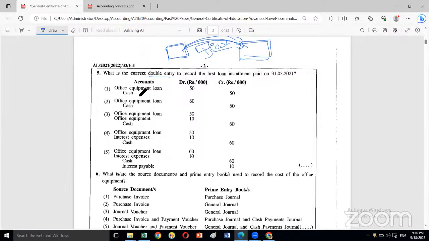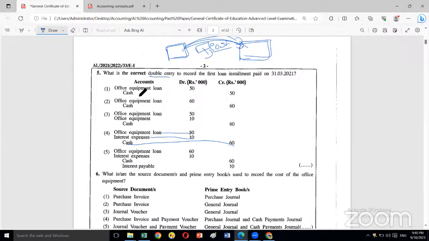Totally, how much did I paint? 60,000. So when I am paying 60,000, cash account credit 60,000. How much is the interest? 10,000. Interest is an example of an expense, so interest account debit 10,000. The equipment loan is reducing by the actual amount.